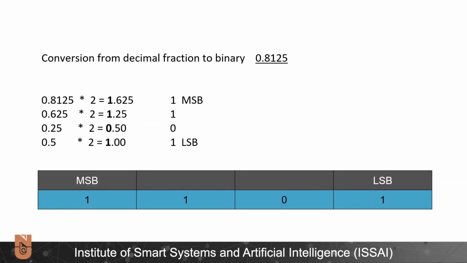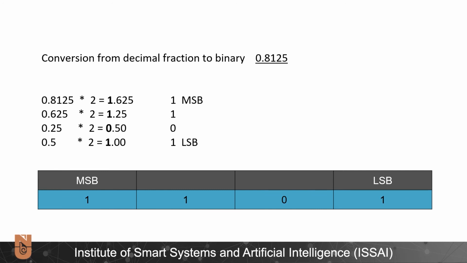Suppose we have 0.8125 in decimal and we want to convert it into binary. While we use successive division by 2 when converting from decimal to binary, we will use successive multiplication by 2 here. First, we multiply our number by 2 and write out the significand. In our case, we got 1.625 from the multiplication of 0.8125 by 2, and we write out the significand, which is 1.